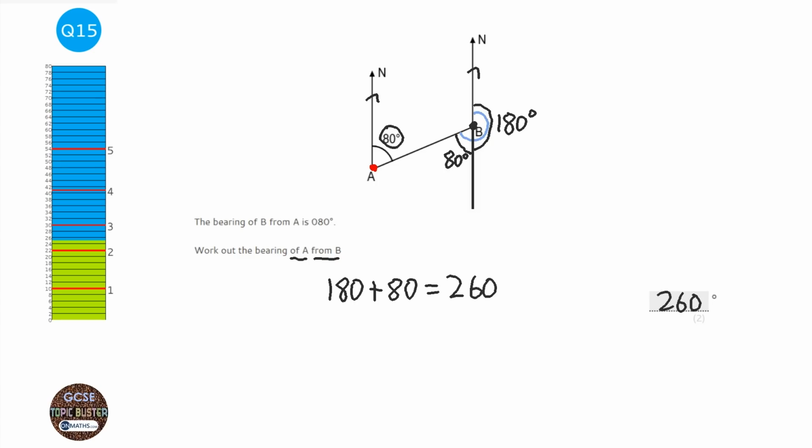Now there are other ways of doing it. You could have worked out this angle, because this angle and the 80 degrees over here are co-interior, or allied angles, whichever one you want to call them. So they will add up to 180. So we know that one's going to be 100. And then what we could have done is 360 take away 100, because the full circle is going to be 360 and we don't want that 100 one. You'd also get 260.